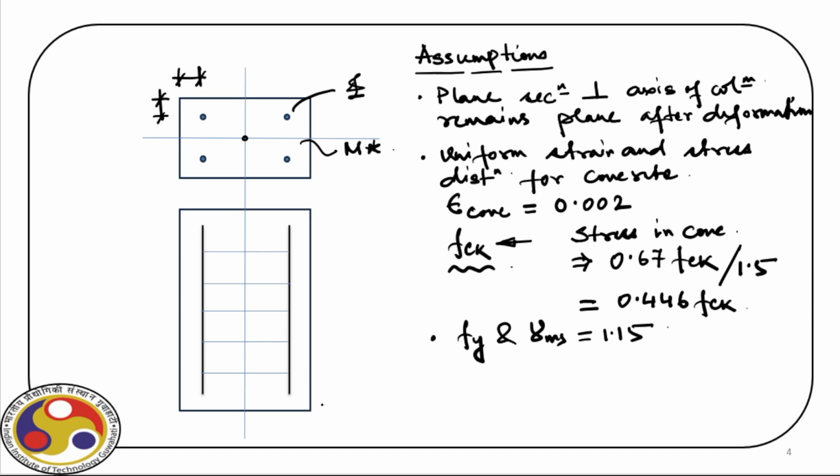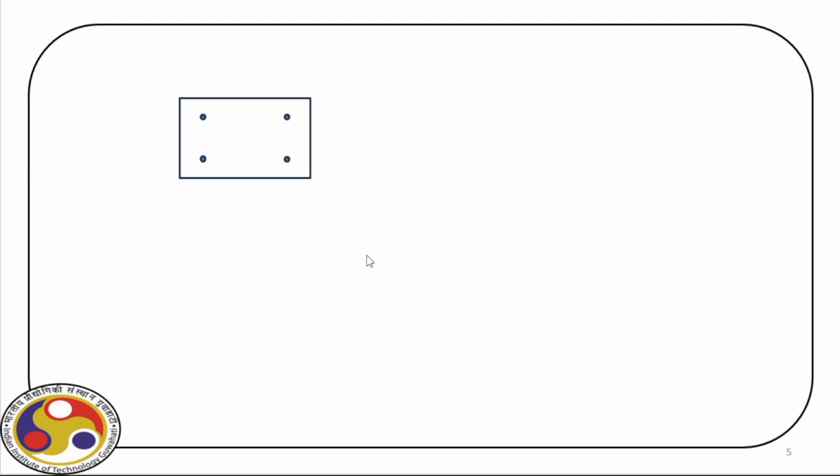Now, let us first draw the cross section of this once more, and then what we'll do, first study the strain distribution over concrete. So this is uniform. So we have, this is our strain distribution.